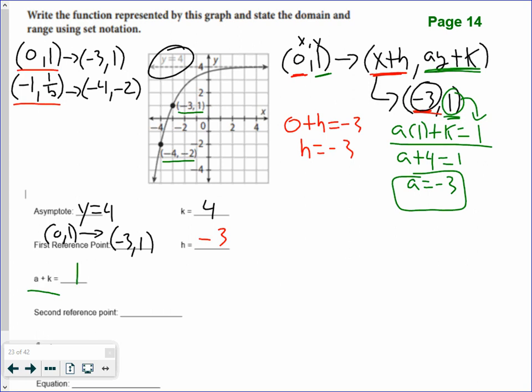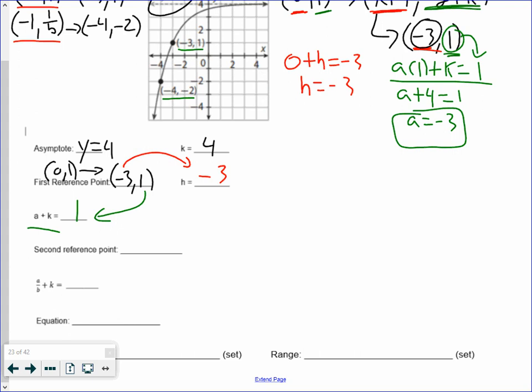Another way to look at this is that our first reference point of 0, 1, the transformed point of that first one, the x value of the first reference point gives you h, and a plus k you get from your y value. When you set a plus k equal to that y value of 1, you know our k from our asymptote. All you have to do is solve for a from there, and we did that. We got that a equals -3.